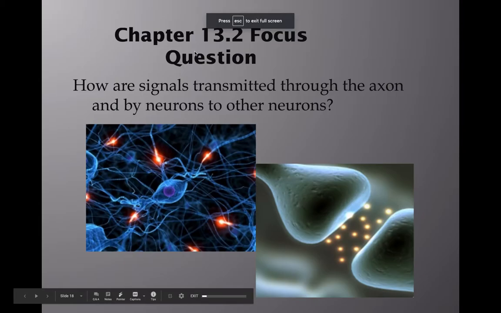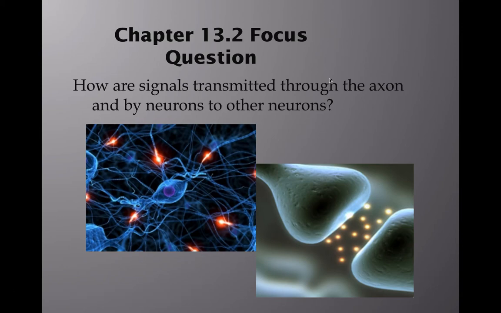Here we go. So, this is going to be a very important lesson for you today. One of the most difficult concepts in Bio30 to understand is how signals are transmitted through the axon, and by neurons to other neurons will be done in another lesson. So, we're going to split this into two lessons here. Today, we'll be looking at electrical transmission. And then in the next lesson, we'll be looking at chemical transmission.